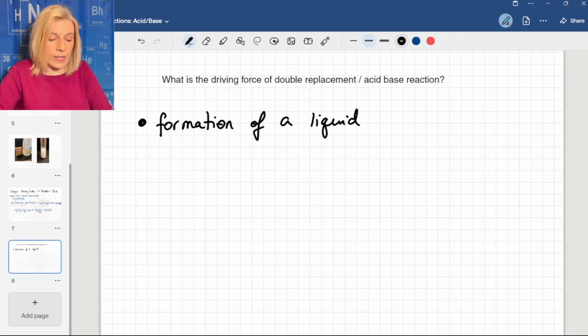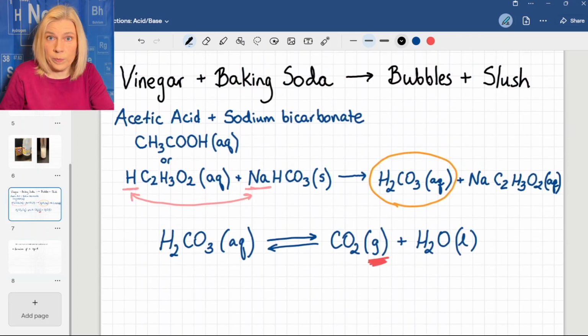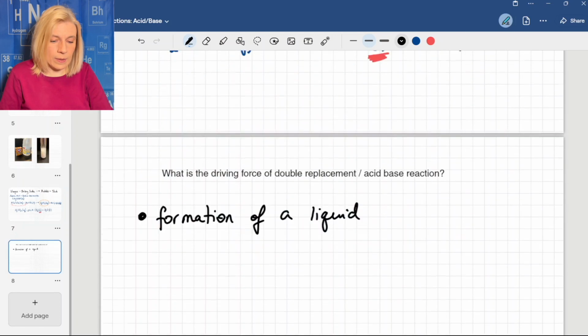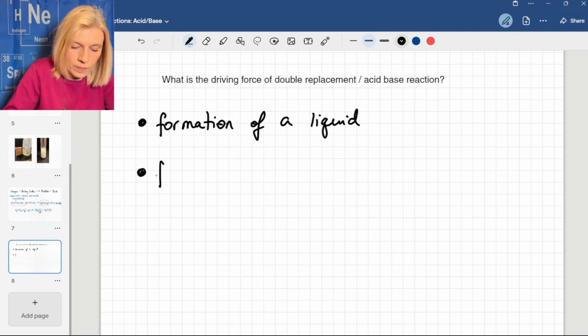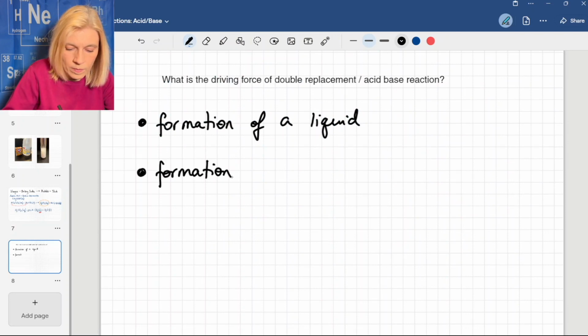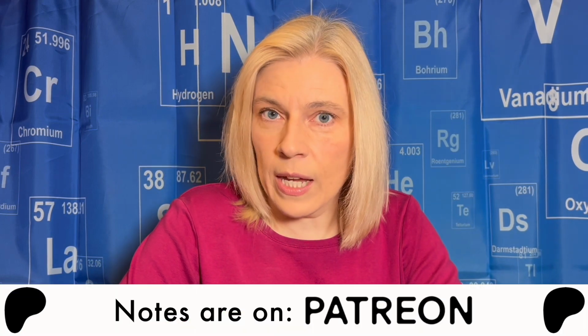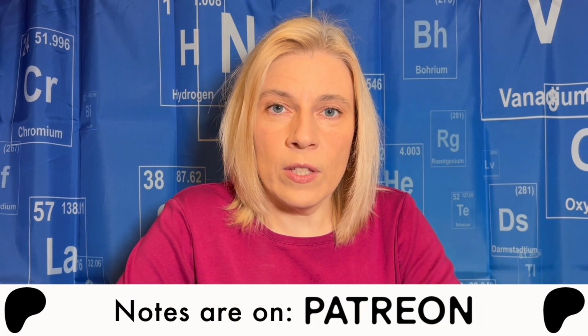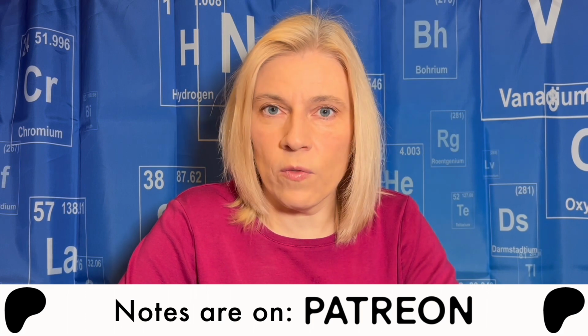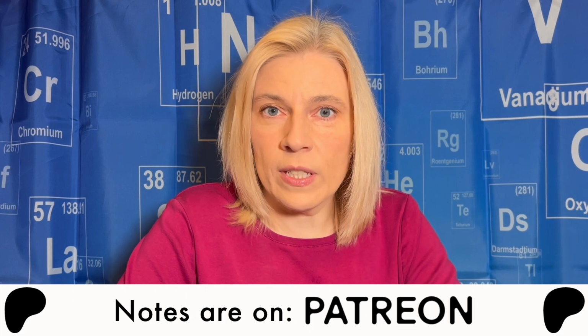And the second type of reaction, what did we form? We formed carbon dioxide gas and we formed H2O liquid. So we already have a formation of a liquid, but we also have, here, what's the driving force? Formation of a gas. So far, we covered double replacement reactions, all kinds of examples, and we saw that you can form gas. The driving forces for reactions are formation of a gas, formation of a liquid, and formation of a solid.